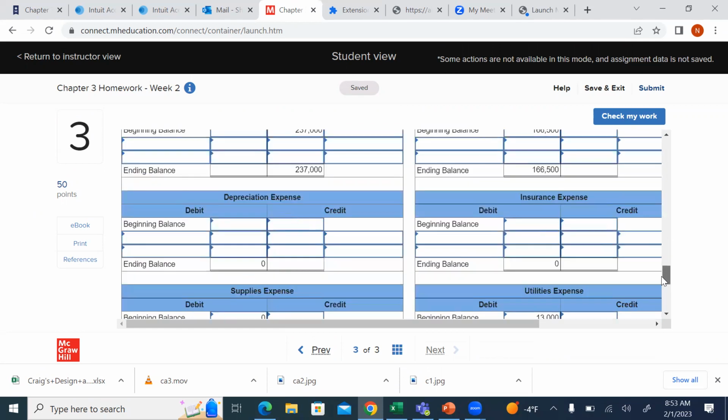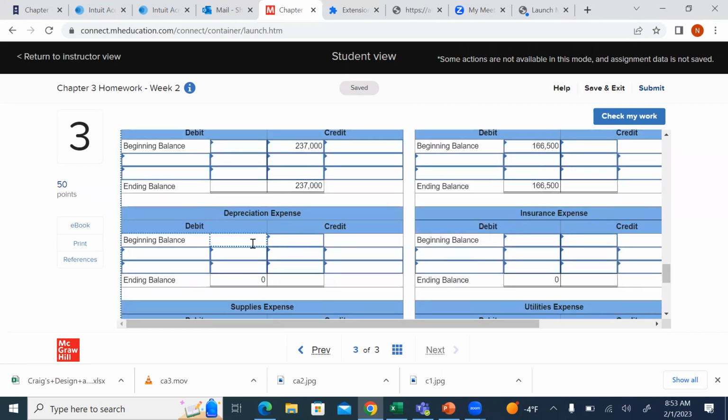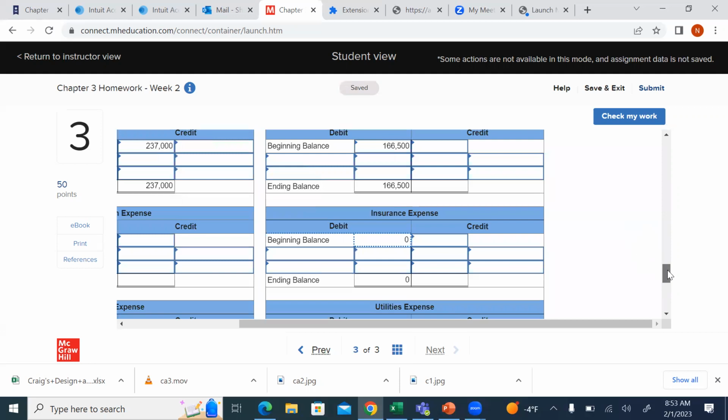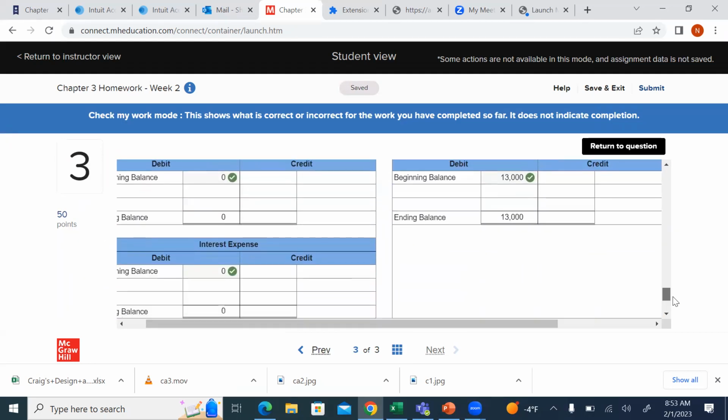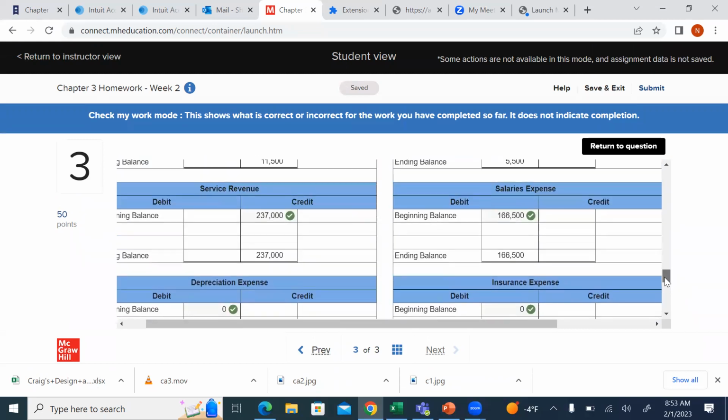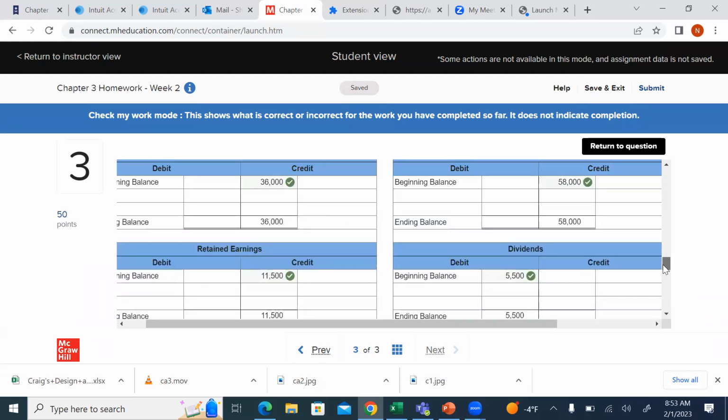And I don't know if they're going to mark it wrong if you don't put in a zero. I'm just putting in a zero. Okay? They want a zero. Okay, guys?